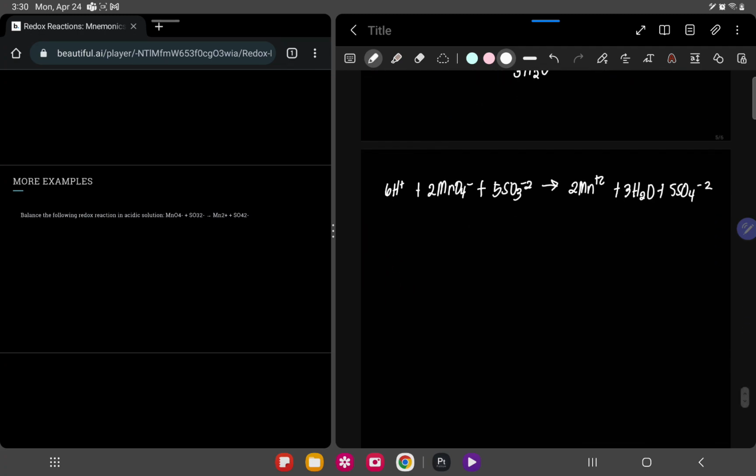So for the checking, let's see if it's correct. So we have manganese, we have oxygen, we have sulfur, we have hydrogen.